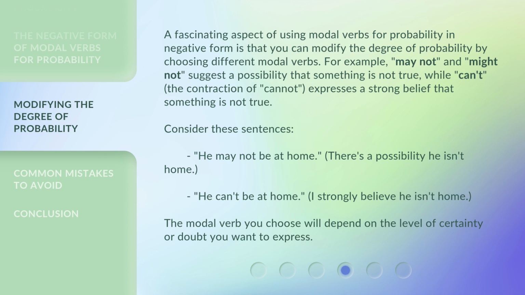Consider these sentences. "He may not be at home." There's a possibility he isn't home. "He can't be at home." I strongly believe he isn't home. The modal verb you choose will depend on the level of certainty or doubt you want to express.